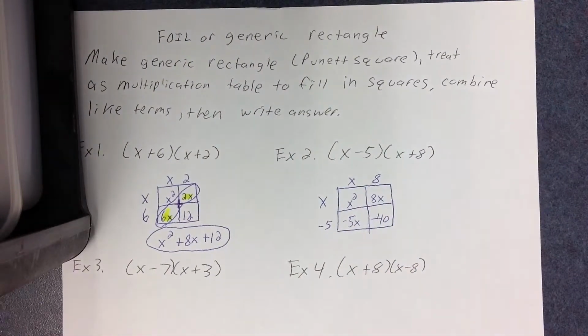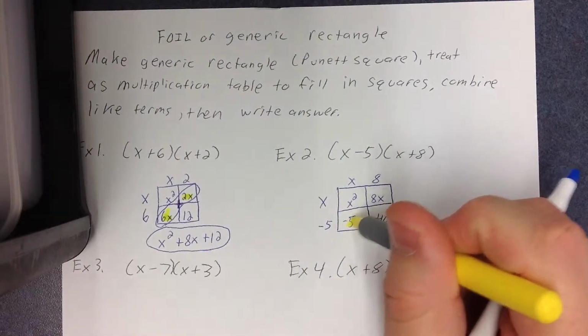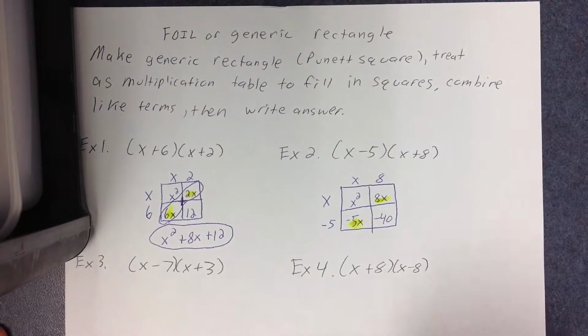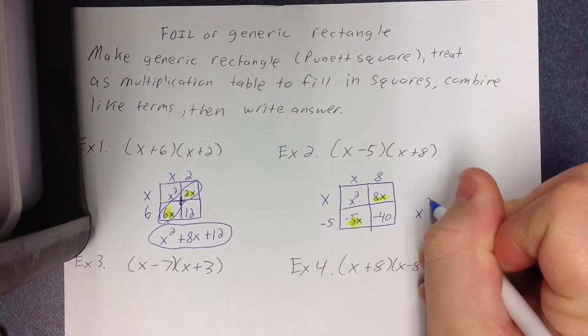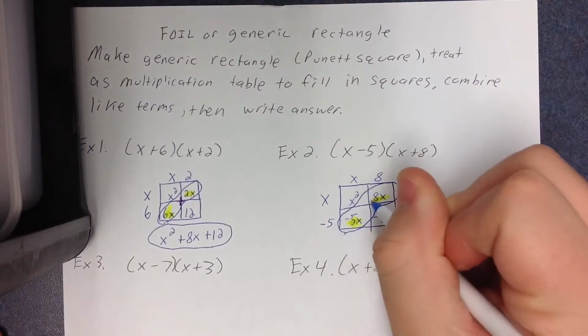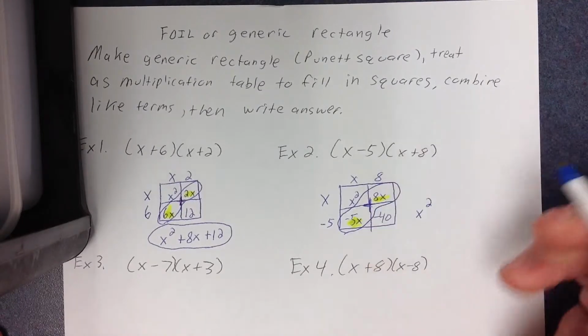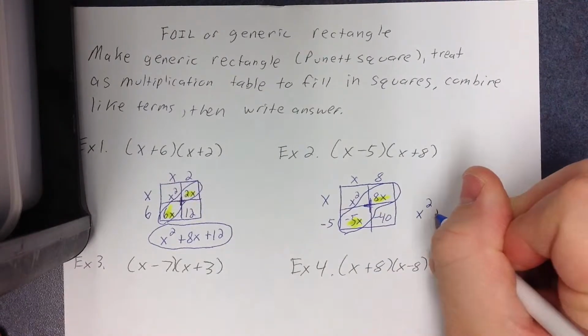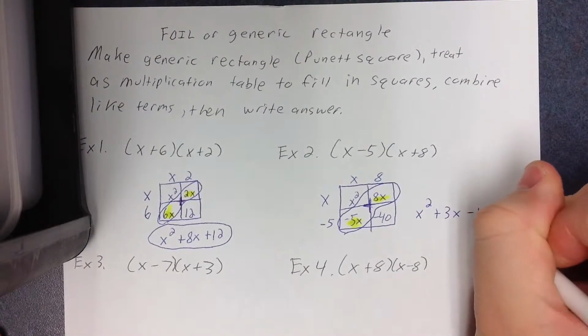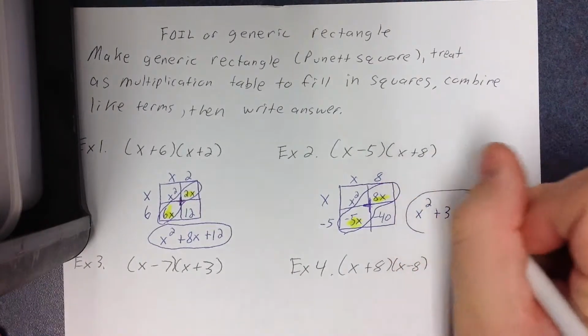And again, you're going to notice like terms, negative 5x and 8x are like terms. So I've got x squared. Now it's negative 5x plus 8x. So negative 5 plus 8 is positive 3x. And then since the 40 is negative, I got minus 40.